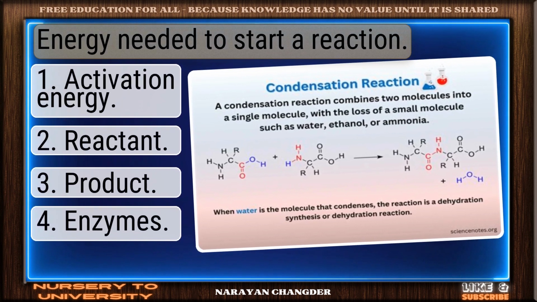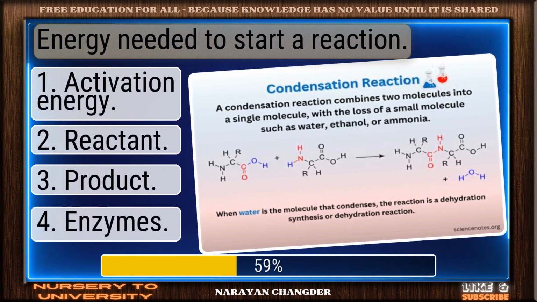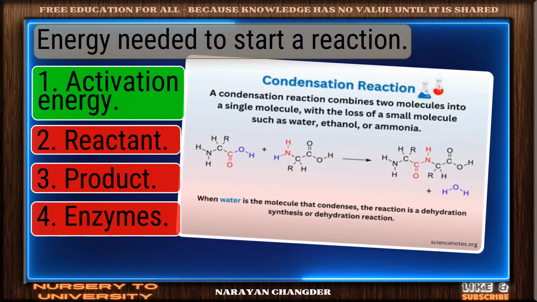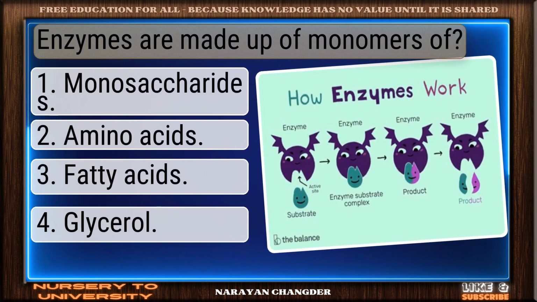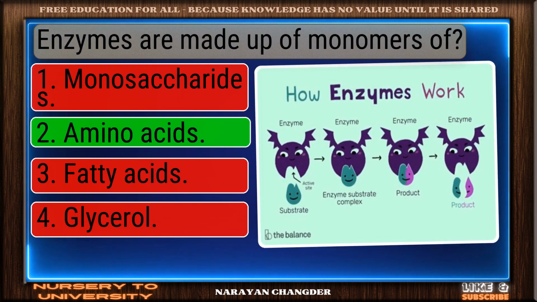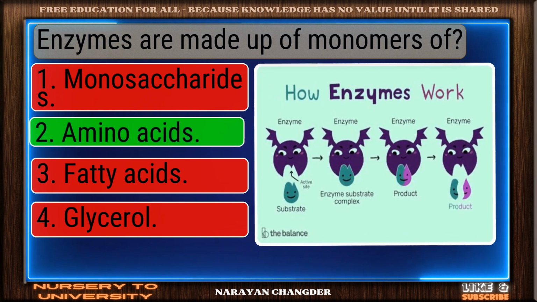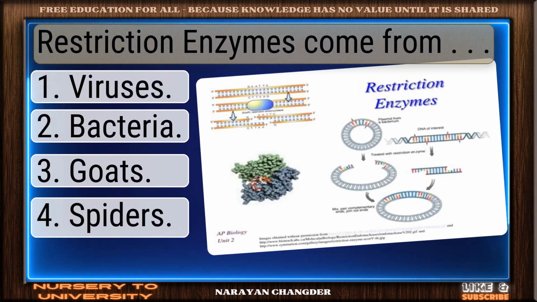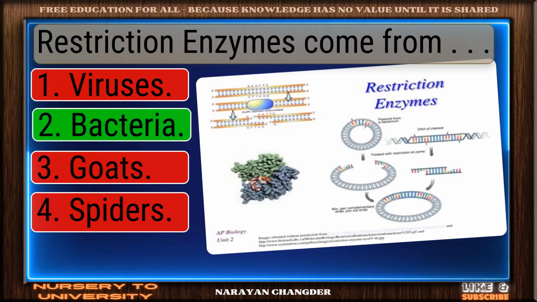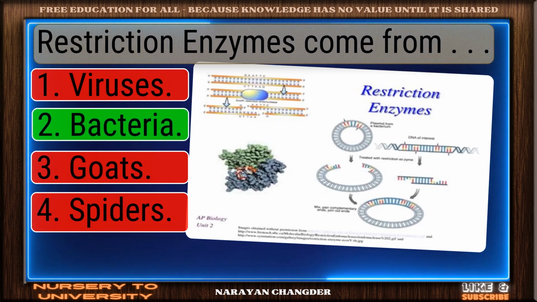Energy needed to start a reaction. Excellent. Activation energy is well reasoned. Enzymes are made up of monomers of. You're right. Amino acids is correct. Restriction enzymes come from. Great job. Bacteria is accurate.